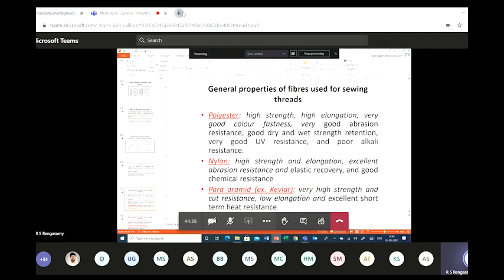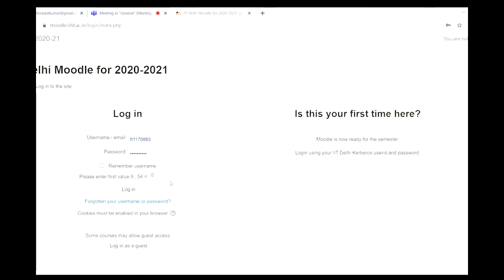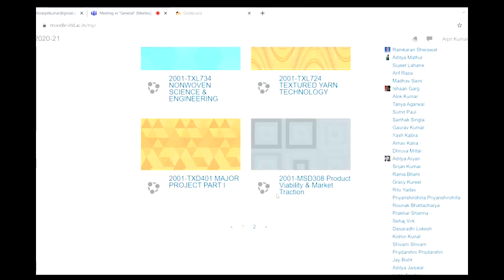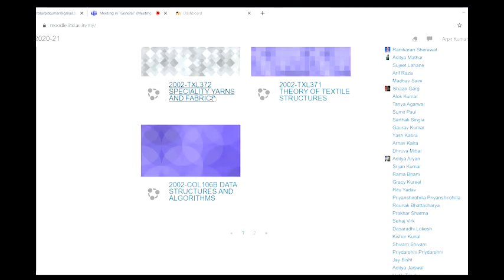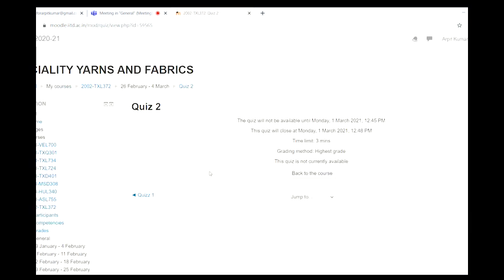So if you go to the bus seat covers and theater seat covers, they have to be stitched with Kevlar threads, and there should be some amount of Kevlar material in the fabric itself. And they have low elongation and excellent short-term heat resistance.